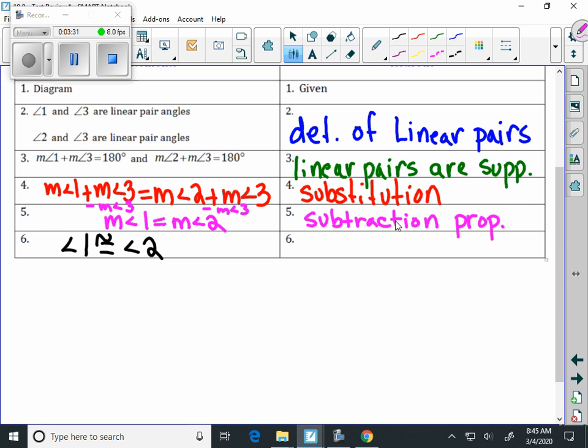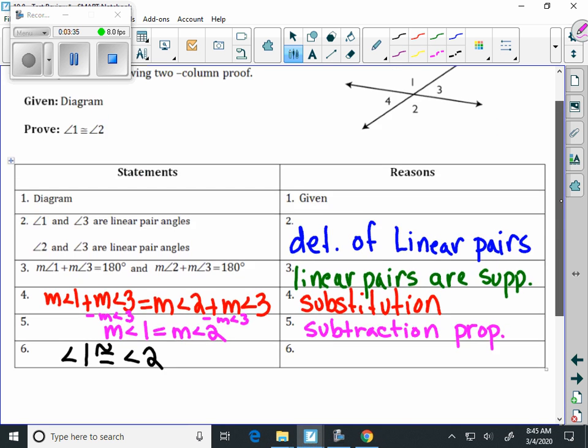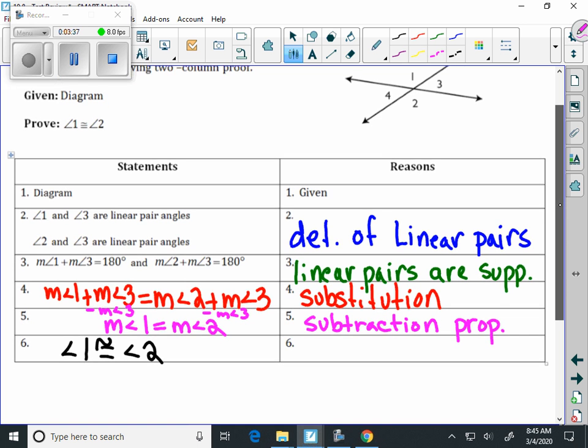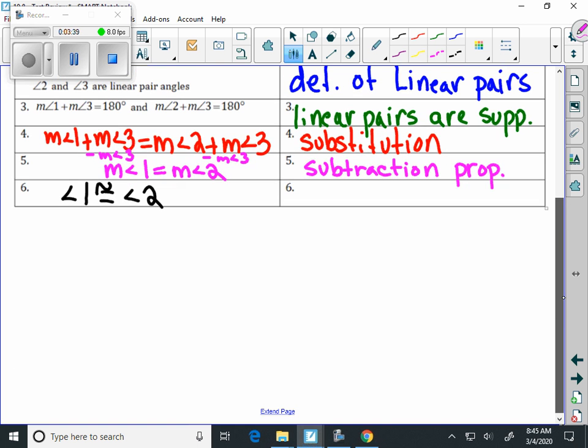So finally, that leads us to our last statement. Again, as I look back up top, we are trying to prove that angle 1 is congruent to angle 2. So the only thing that we changed from that pinkish purple writing is we've got the measure of angle 1 equals the measure of angle 2. And now we've got that angle 1 is congruent to angle 2. And our reasoning behind that is the definition of congruence.